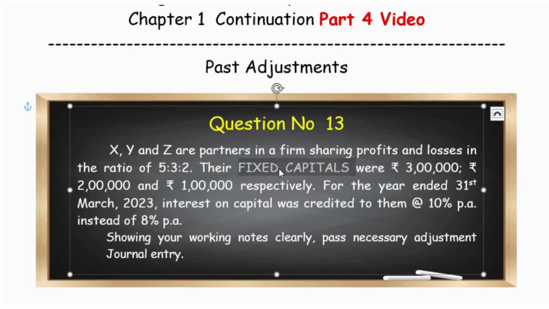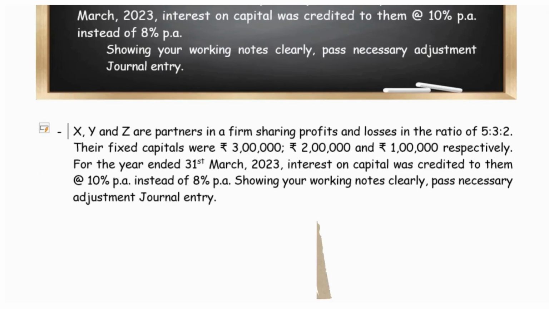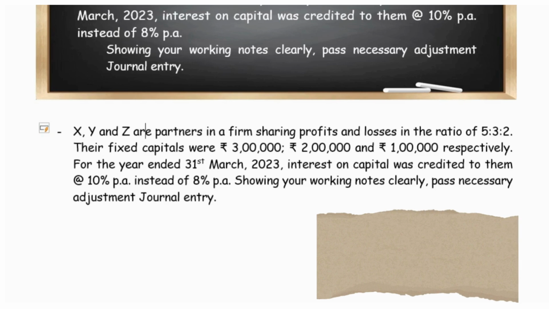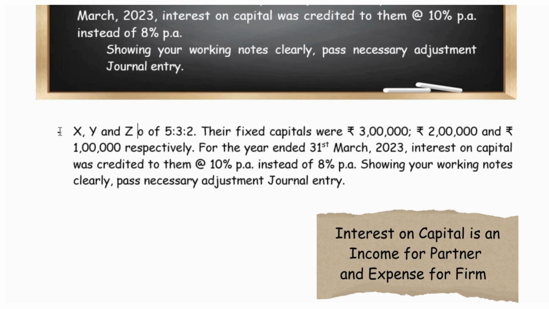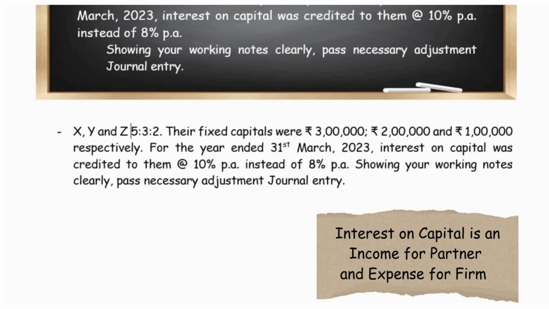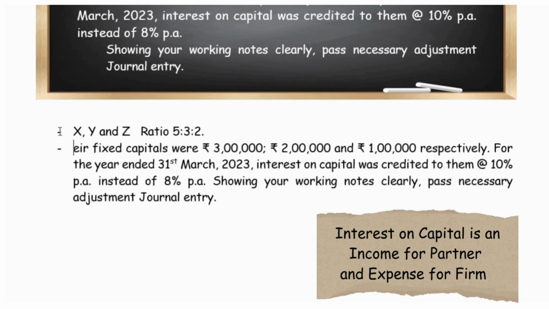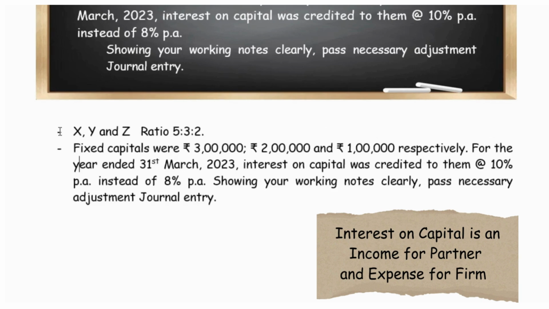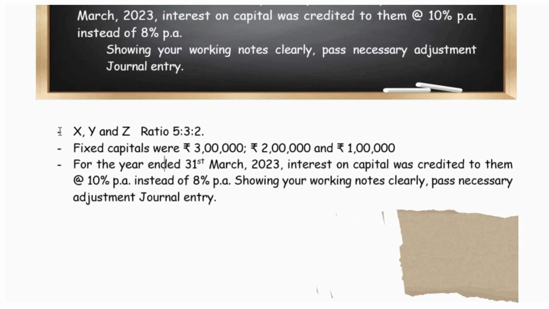That is, they will be applying two capital accounts. One is the capital account, the other one is the current account. Now, as usual, to start working, let us break down the question details into small hints. X and Y are partners in the firm and their ratio is 5:3:2. They are sharing the profits in the ratio of 5:3:2 and their fixed capital. That means they maintain two accounts, fixed capital and the current account, and it is as on 31st March.